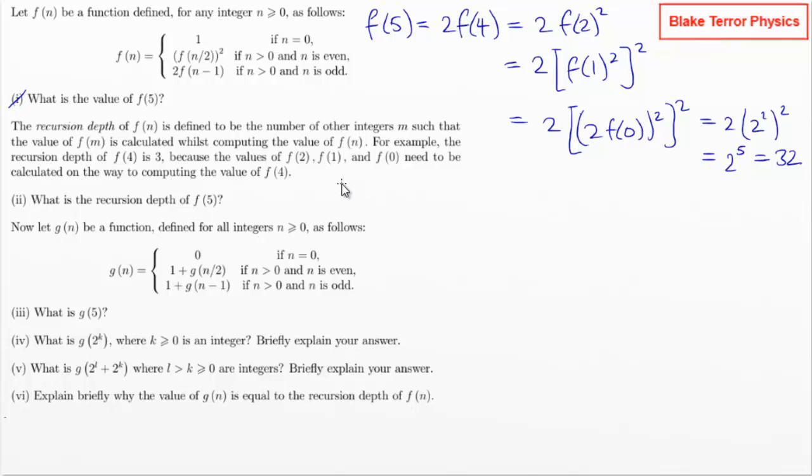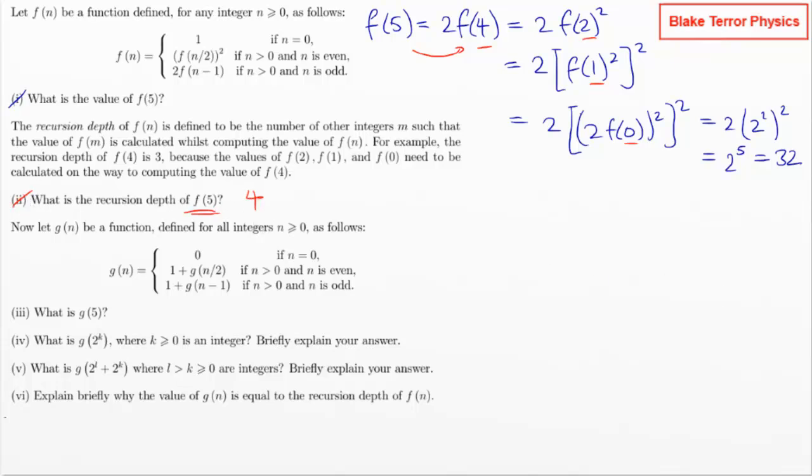The recursion depth of fn is defined as the number of other integers m, such that the value of fm is calculated whilst computing the value of fn. For example, the recursion depth of f4 is 3 because the values f2, f1 and f0 need to be calculated. Right, that makes more sense. So f4 has a recursion depth of 3 because we used a 2, a 1 and a 0 in there. They want the recursion depth of f5. So it's going to be 1 more than the recursion depth of f4 because we just used 4 in there as well. So that is going to end up being 4.